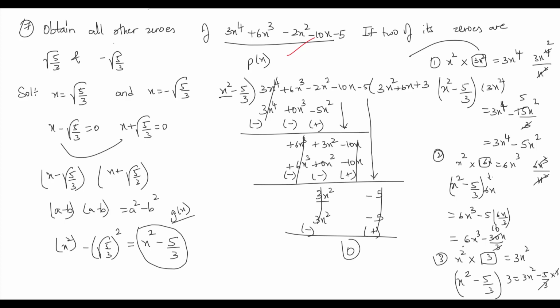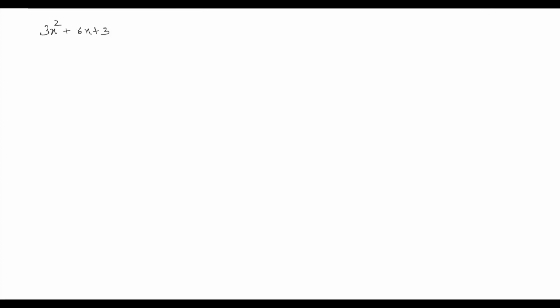But we have to find the other two zeros. The other two zeros can be found by solving our quotient, 3x square plus 6x plus 3, which is equated to 0. 3 is common here, that is x square plus 2x plus 1, which is equated to 0. Hence x square plus 2x plus 1 is equated to 0.